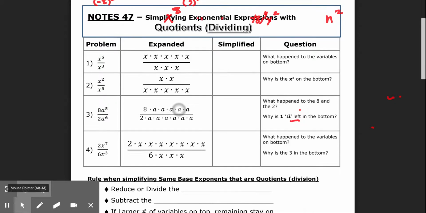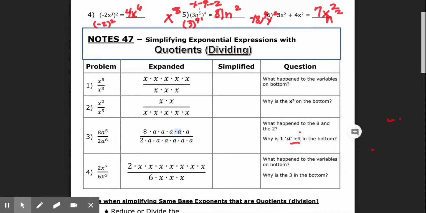All right, so in the notes here, we're going to have simplifying quotients. So when we simplify quotients, that means division. So we're going to work it out using the expanded form. And when you have the same thing on top as you do on the bottom, you can just cancel out. So we're going to cancel, cancel, cancel. So that gives us 2 left on top. So the simplified version is x squared. So what happened to the variables on the bottom? They canceled out.